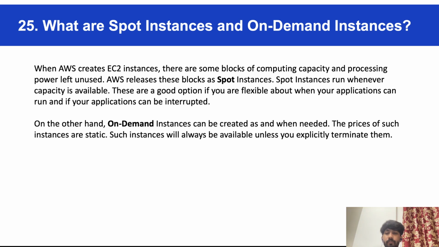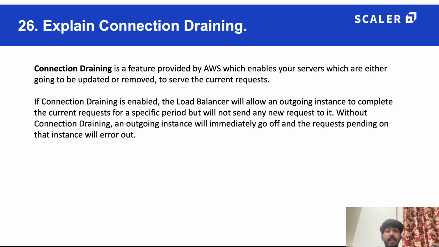So yeah, if you're flexible with that, you can go with spot instances. So that's basically it. On-demand instances I've already explained, and you can look into them. You can just go back in the session and look into them. Right. Next is, explain connection draining.